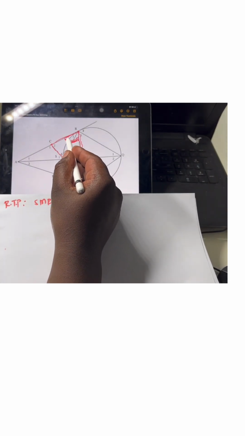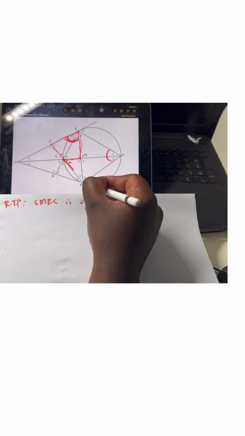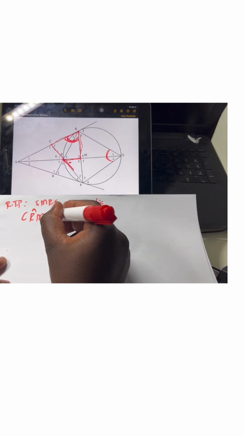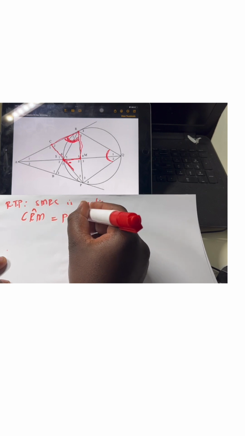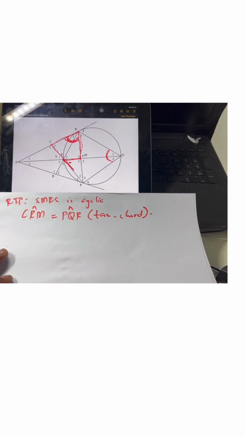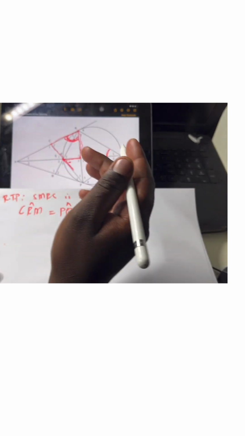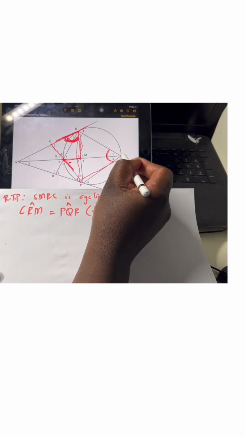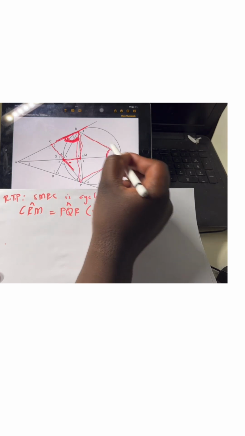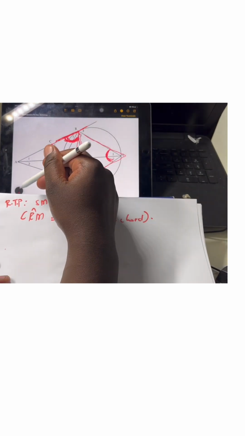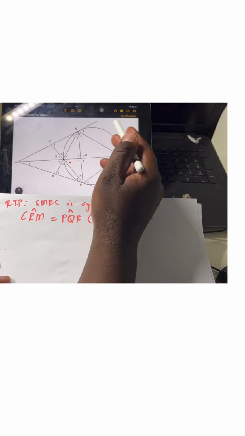CRM, this angle, it's equal to what? It is equal to PQR. Do we agree? So let me write that down. My CRM is equal to PQR. Why? Because that's the tangent chord theorem, right? That's the tangent chord theorem. We have a tangent over there, we have a triangle over here, and therefore this is equal to that over there. Right. Let me just clear this.